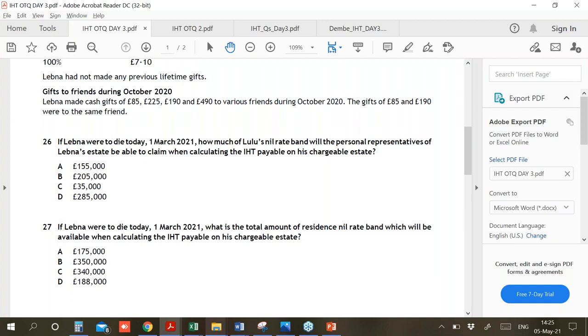So again, it is asking me about the calculation of nil rate band of husband and wife. So I have to read the question to check how much his own nil rate band is left and how much of Lulu can she claim. Okay, if Lebna were to die today, 1st March 2021, what is the total amount of residence nil rate band will be available when calculating the IHT payable? So in the first question, it is asking me about the normal nil rate band, and in the second, I have to tell them about the RNRB.